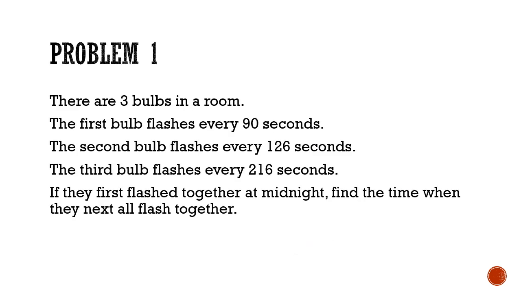And now we move on to solving word problems. Problem number 1. There are 3 bulbs in a room. The first bulb flashes every 90 seconds, the second bulb flashes every 126 seconds, and the third bulb flashes every 216 seconds. If they first flashed together at midnight, find the time when they next all flash together. Pause the video here and give this question a good try.